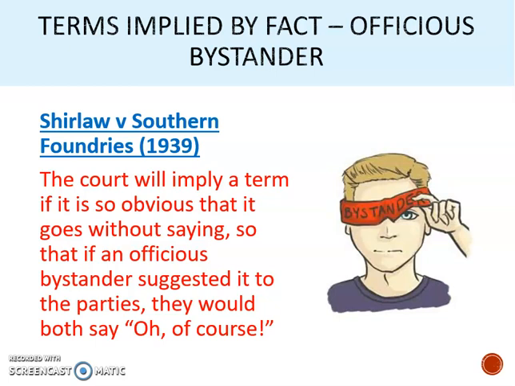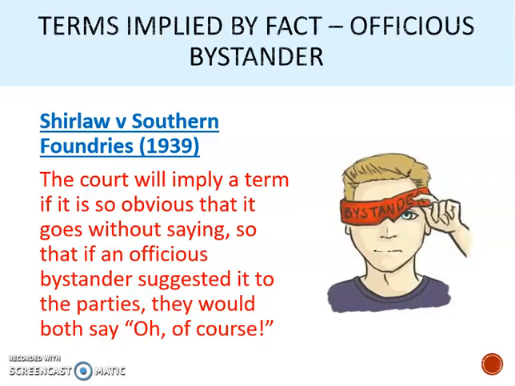In Marks and Spencer, the Supreme Court approved the test used in the earlier case of Shirlaw v Southern Foundries. And this case from 1939 gives us what we call the officious bystander test. The officious bystander test for implying a term by fact is that if a third party was with the parties at the time the contract was made, and had they suggested the term should be implied, it would be obvious that both parties would reply with a hearty, "Oh, of course."